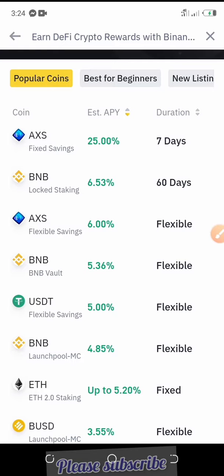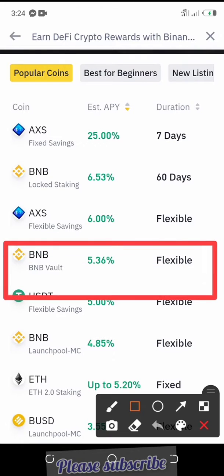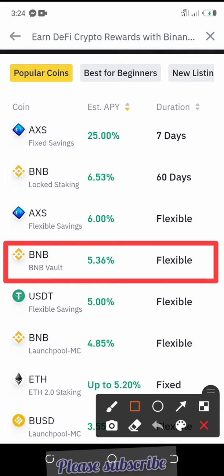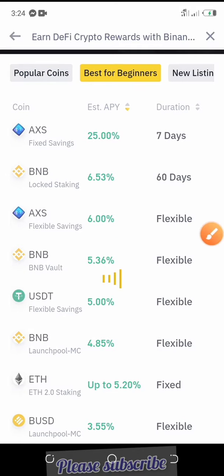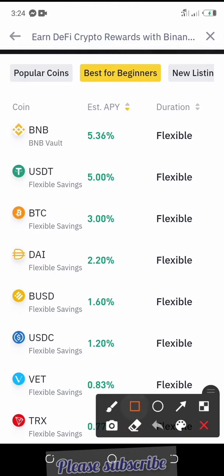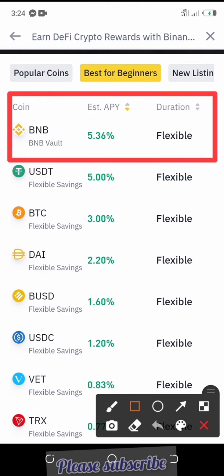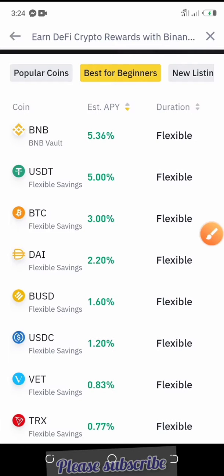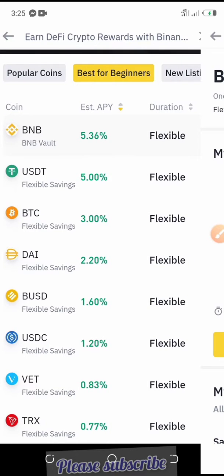The flexible, you see this is flexible, which means you can redeem it at any time at all. You can go to the ones that are best for beginners, and you will see they will tell you that you should pick flexible, number one on top. Flexible, you pick it. At any day, anytime you can remove it. Others are also flexible. Now when you tap on this one, this BNB vault, you look at this.